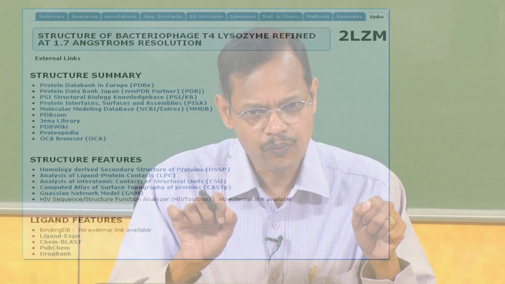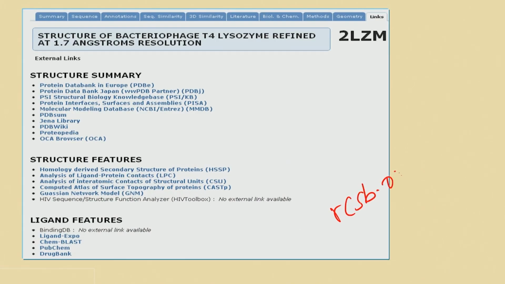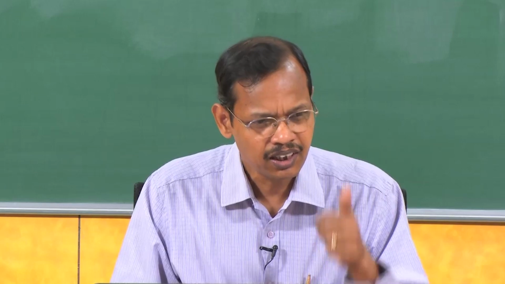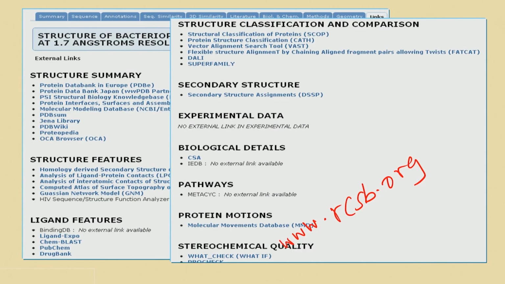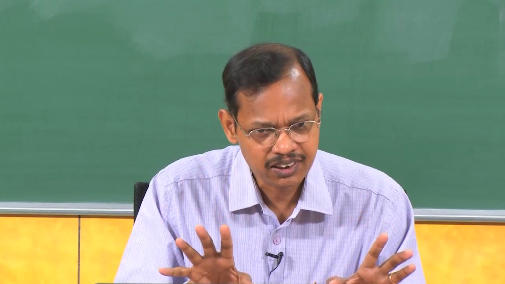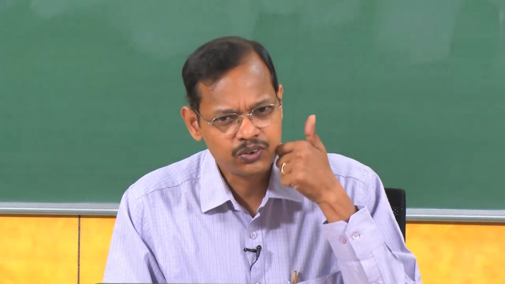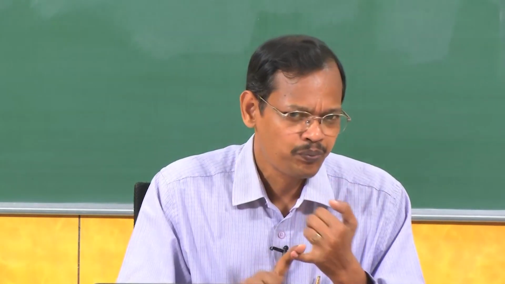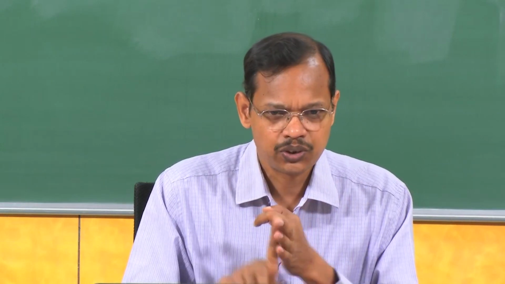When you go to the PDB, rcsb.org, you can get all the information regarding a protein. Just try with any PDB ID and see the details available in the Protein Data Bank. There are classifications, biological details, and other information regarding pathways and motions and so on. The PDB has several options to search for data. First, you can use the simple search, where you can search with any PDB ID, names, or keywords, and you will get the information.